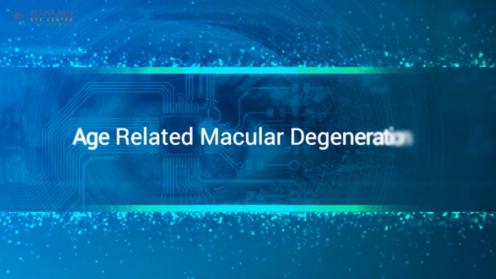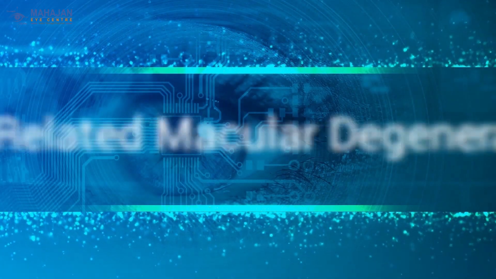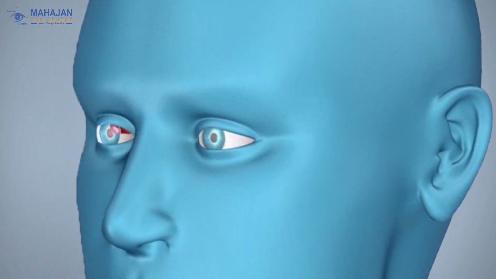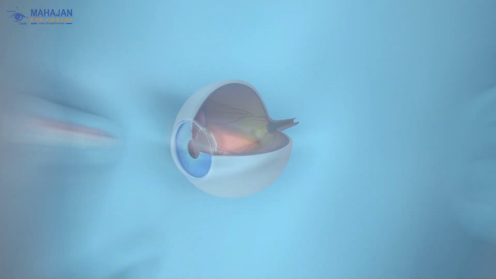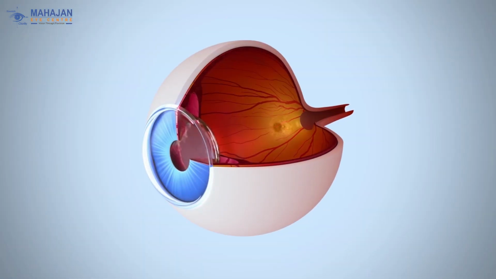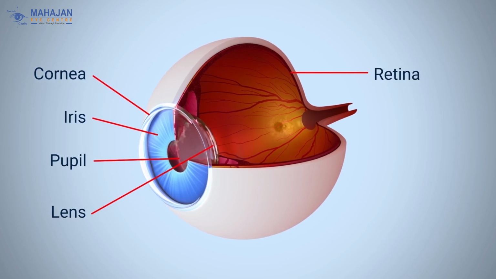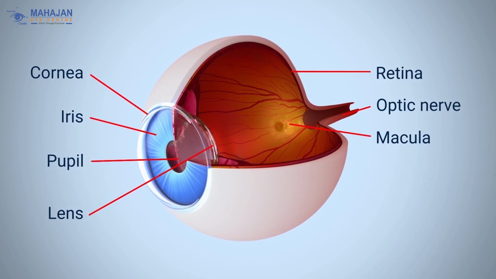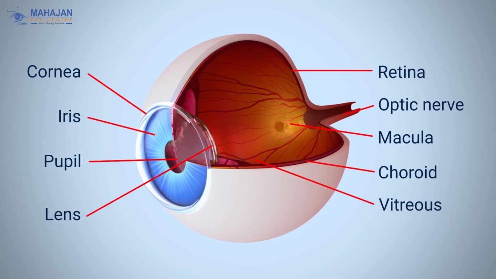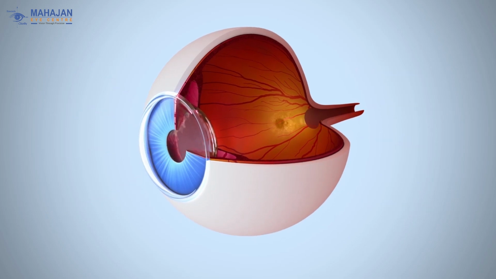Age-related macular degeneration, or AMD. The eye is our organ of sight. The eye has a number of components which include, but are not limited to, the cornea, iris, pupil, lens, retina, macula, optic nerve, choroid, and vitreous. Let us discuss further the main components of the eye.